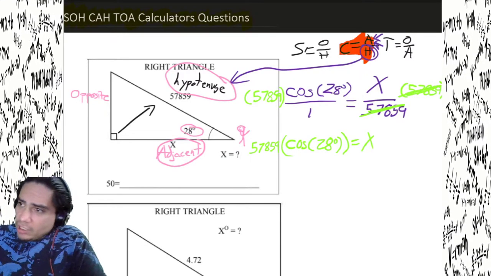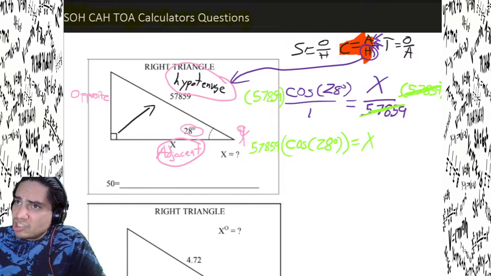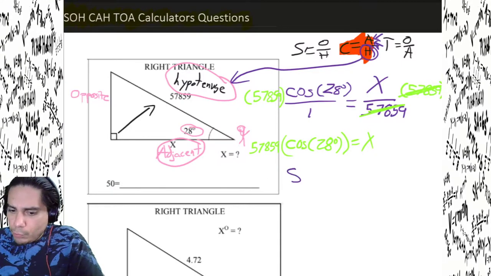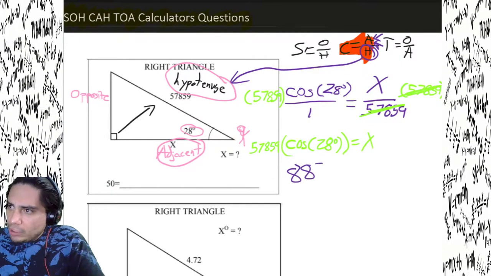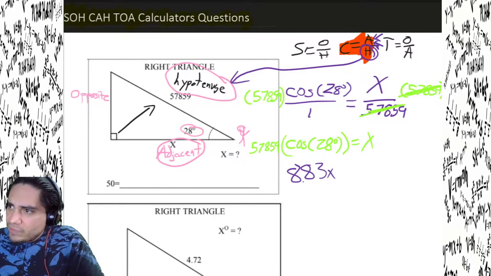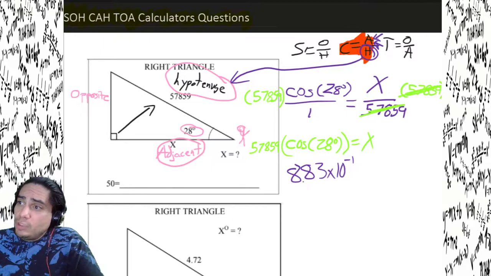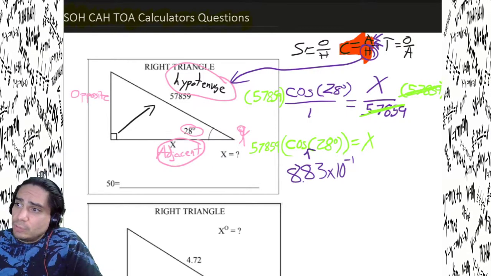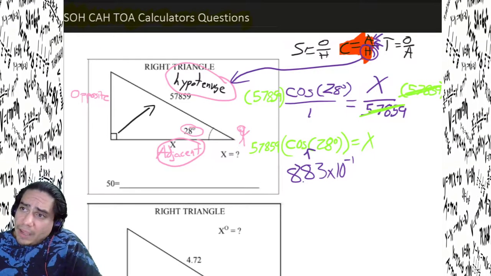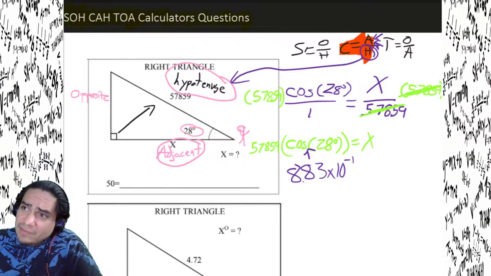I end up with this number, just so you can follow along in case. I end up with 0.883, or 8.83 times 10 to the negative first. But we're not done here. All we did was figure out that. So now we need to multiply it by the hypotenuse. In this case, it's 57,859.